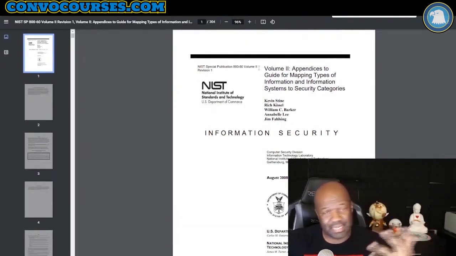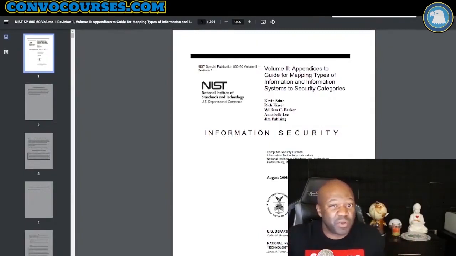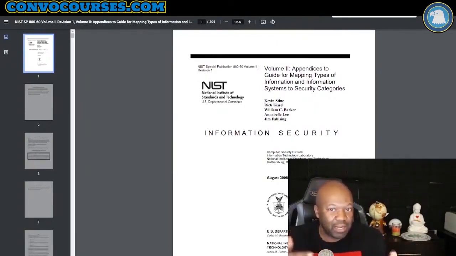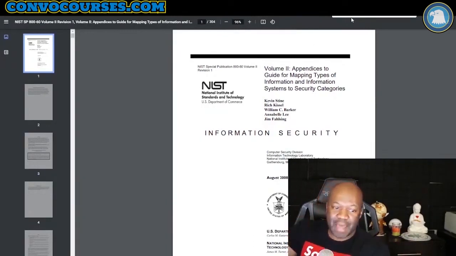It'll give you some idea of what your organization might do. It's not telling you exactly what you should do because they can't possibly know your situation. They can't possibly know your configuration. They can't possibly know what kind of threats you face, right? This is a constantly evolving, changing space here. So when they write this, it's got to be very generic in general. And that's what they do here. They kind of give you some guidance on what you should do. And this is the guide for mapping types of information and information systems to security categories.